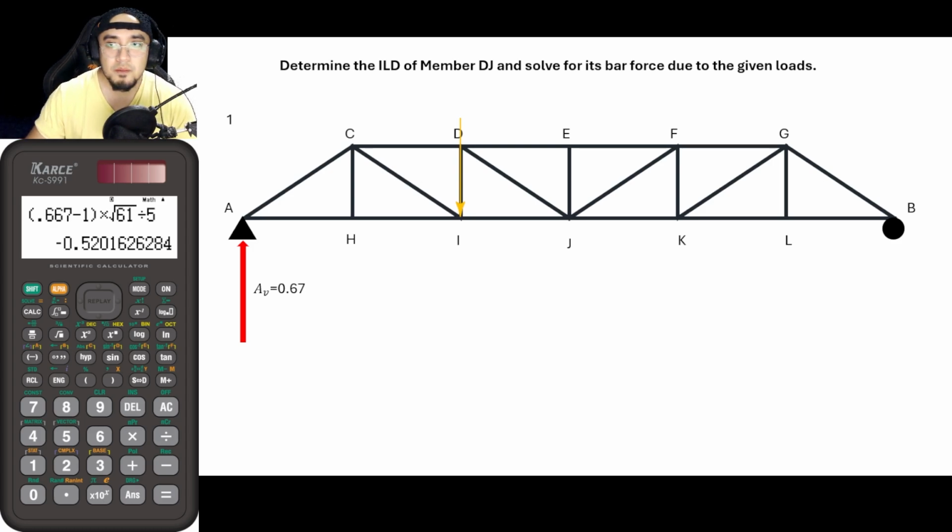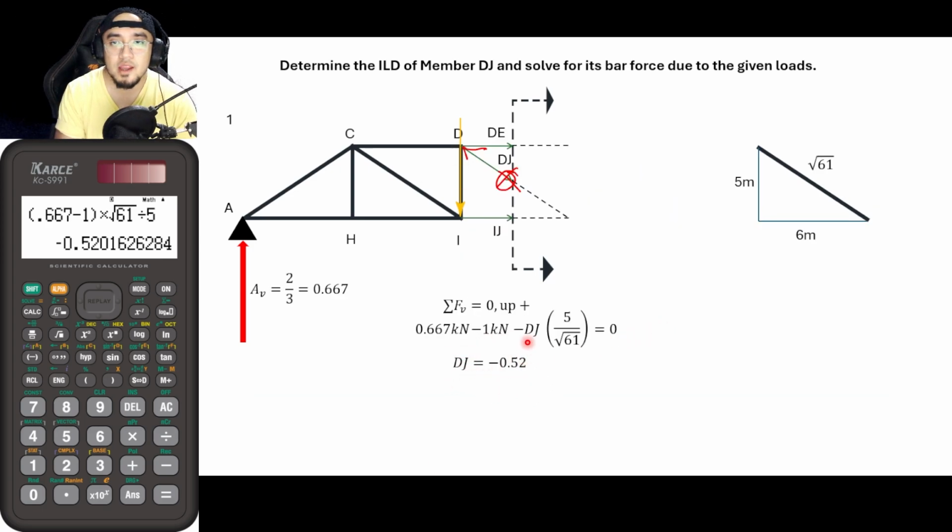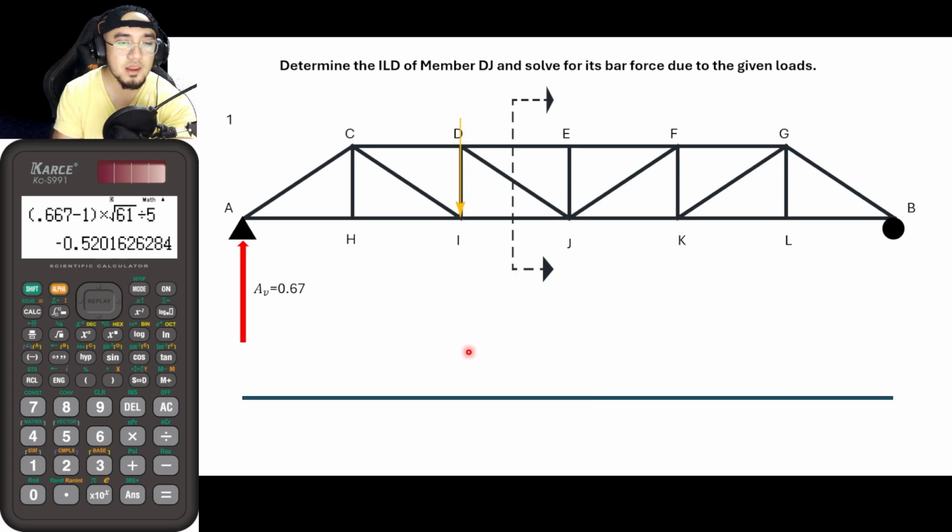Okay, again, in order for us to graph the ILD, if the load is located at this point here, what is the value of DJ? So earlier we have solved the value of DJ equal to negative 0.52. Thus, if the load is located here at this part, the value for DJ is negative 0.52. Thus, this is now negative 0.52. Okay? So again, for the lower part of the ILD, this is in terms of compression. And for the top part, this is in terms of tension.